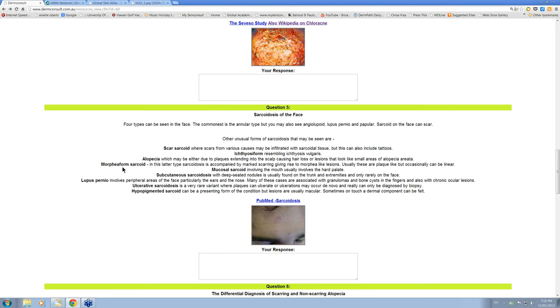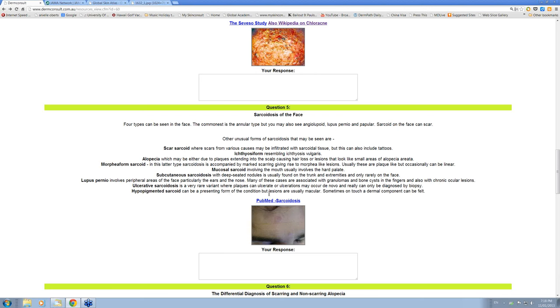Then something that looks like a morphoeiform BCC, morphoeiform sarcoid. There's marked scarring with the sarcoid, and that's what gives that morphea white-like lesion. Usually plaque-like, occasionally you can even get linear morphoeiform sarcoid. Then mucosal sarcoid involving the mouth, and generally if it does, it's the hard palate that's involved. Subcutaneous sarcoid: deep-seated nodules, though, found on the trunk and extremities, rarely on the face. The lupus pernio one, which is spoken about.